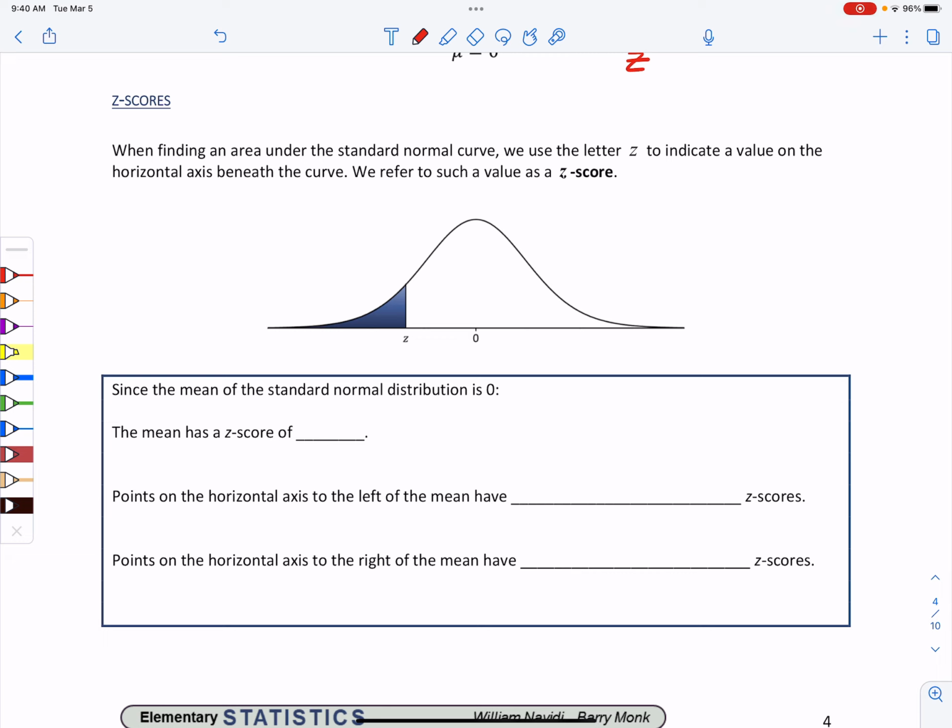Okay, so a couple of basic properties here. When we're dealing with the z-scores and we talk about the mean, which is the value at the center, the z-score that corresponds to any mean is always equal to 0 because that is your central value. Points on the horizontal axis to the left of the mean, down here below the mean, are going to correspond to negative z-scores. Points on the horizontal axis to the right of the mean, so up here above 0, are going to have positive z-scores.